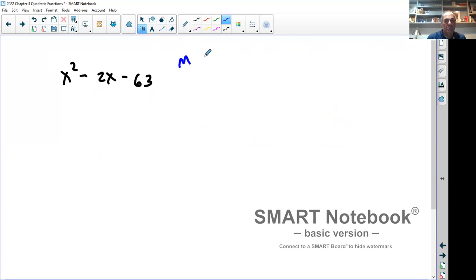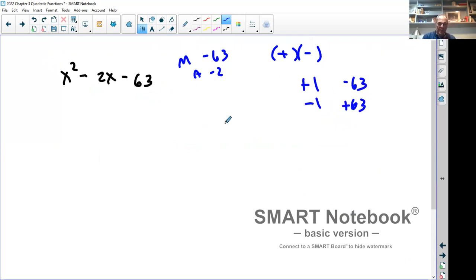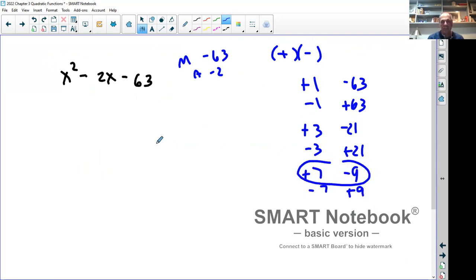All right, we're back. We'll multiply to -63, add to -2. Multiplying to a negative, it's going to be a positive and a negative. So it could be +1 and -63, -1 and +63. I know you know it's going to be the 7 and 9 combination, just showing you how to go through it. 2 doesn't go in, 3 does. 3 and -21, -3 and +21. 4 doesn't go in, 5, 6, 7 and -9, -7 and +9. That one adds up to -2: (x + 7)(x - 9).